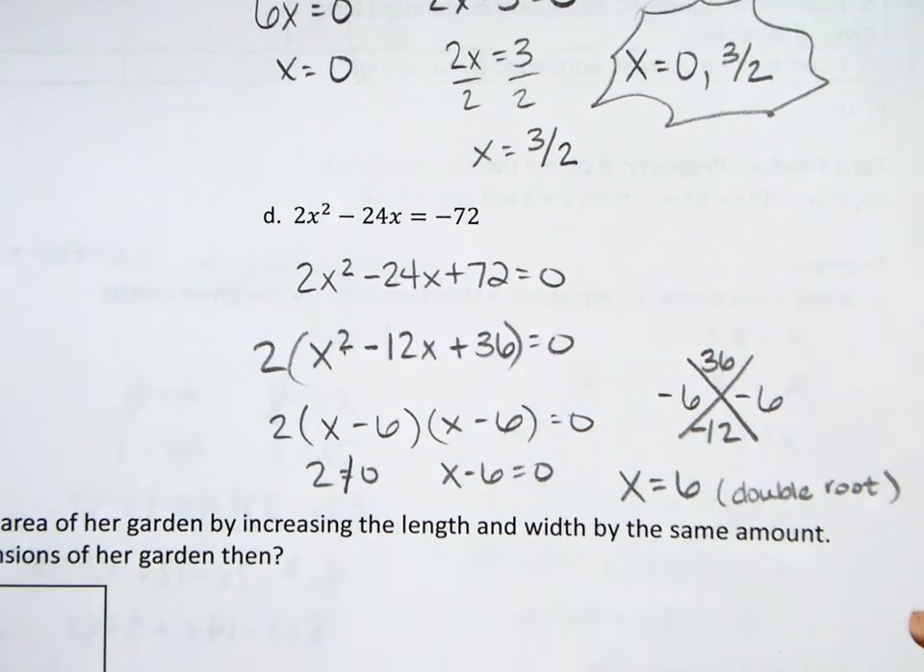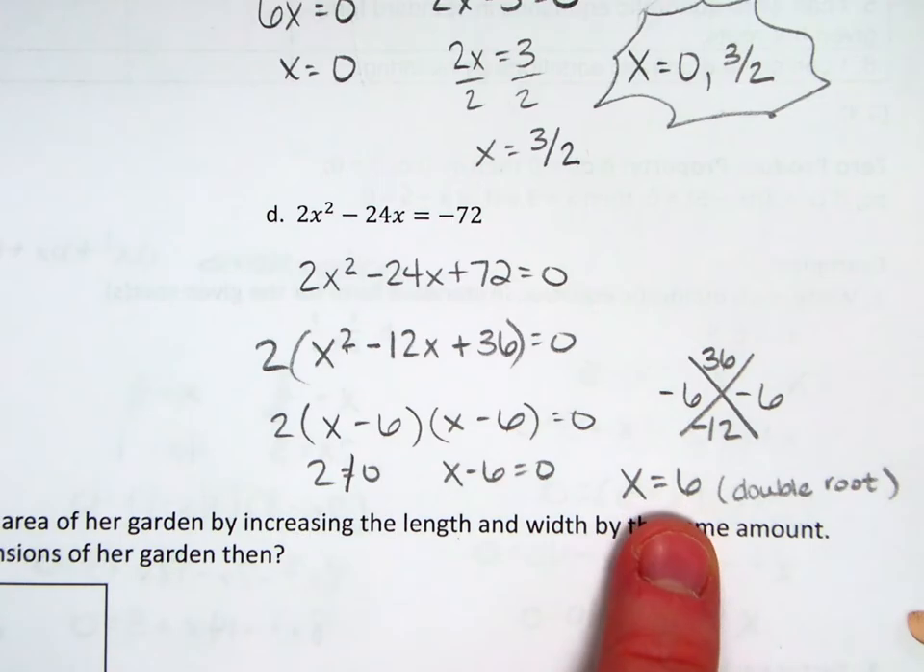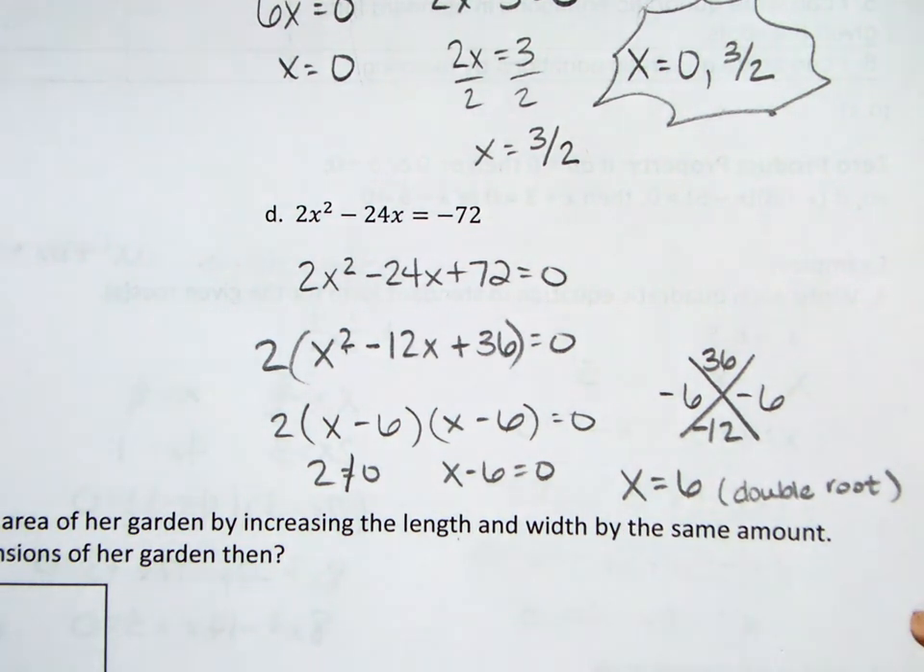You do have two answers, but this is when the vertex lies on the x-axis. So it happens only once because there's only one solution where it hits, but it technically hits there twice because it's the same answer twice.